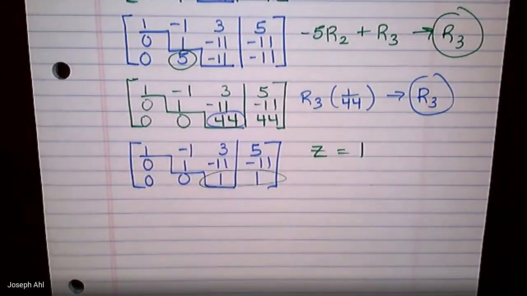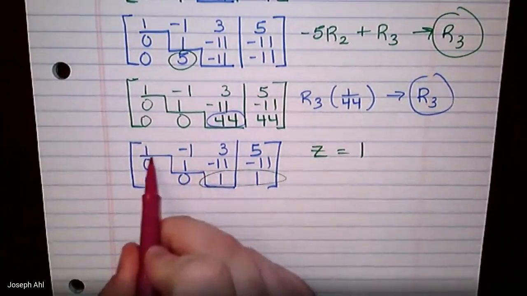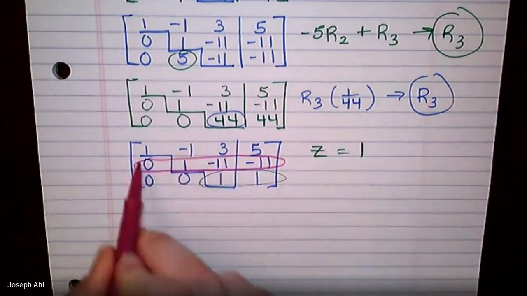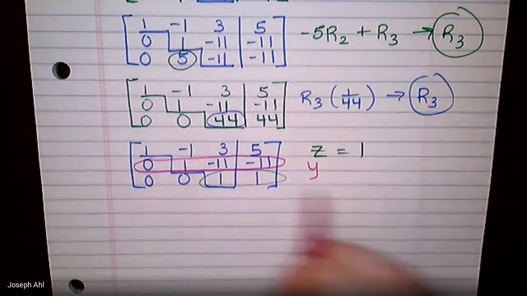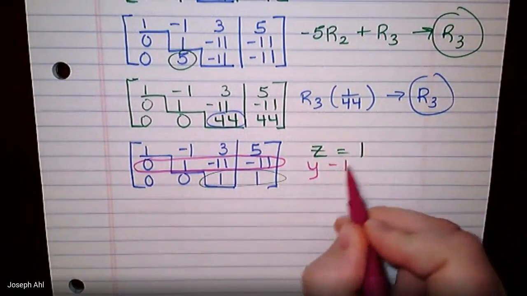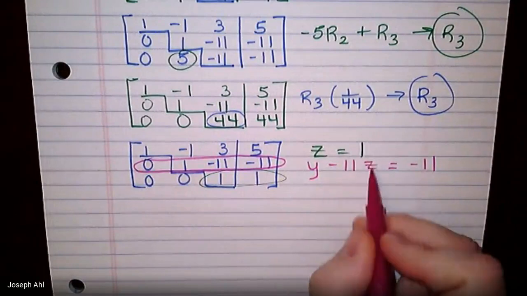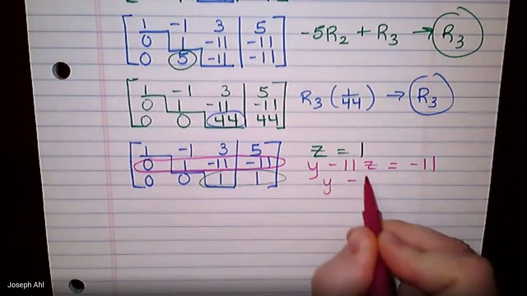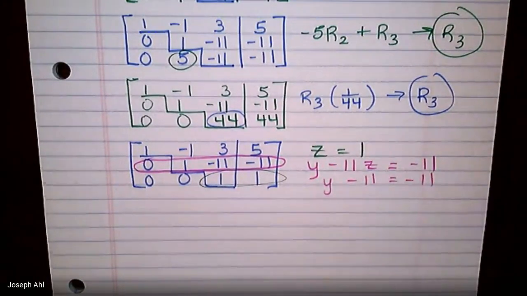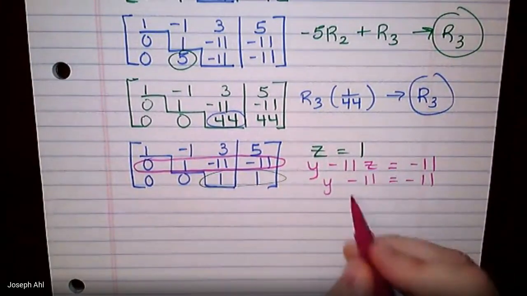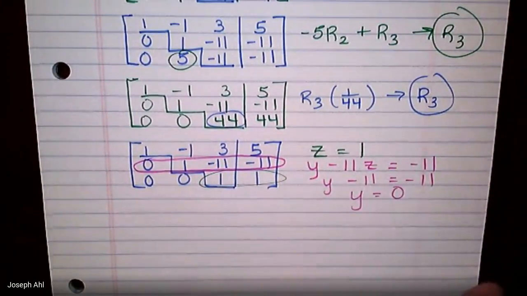Okay. Start back substituting to find the values of y and then x. So the second equation right here says that 0x's, right? So y minus 11z equals -11. So if z is 1, that would be y minus 11 equals -11. Add the 11 over, y equals 0. Not a big deal. Y can equal 0.